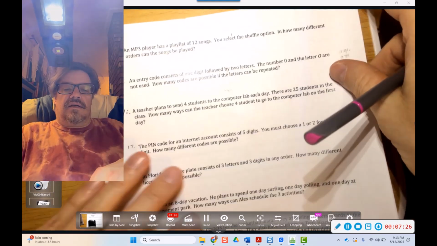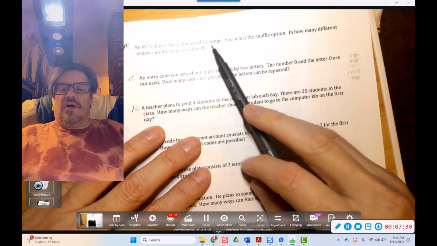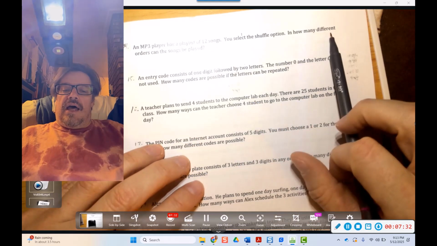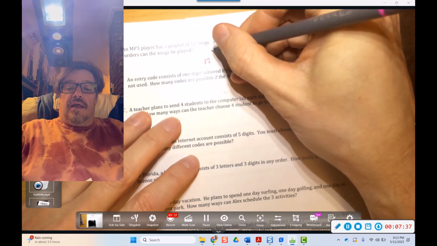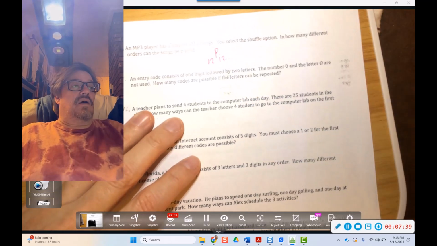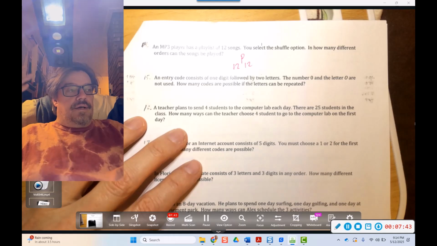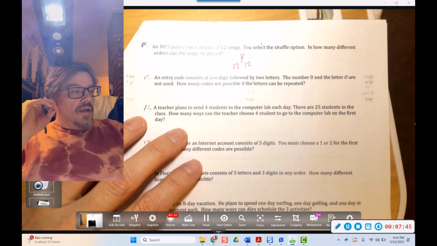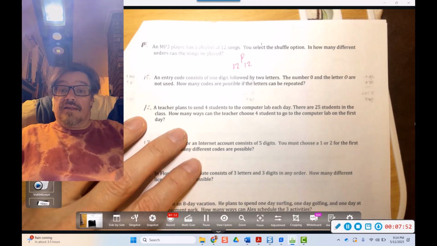All right. Here's the last guys here. An MP3 player has a playlist of 12 songs. You select the shuffle option. How many different orders can the songs be played? Now, how many different orders kind of gives that one away, that it would be a permutation, because order matters. If you switch the order of songs 1 and 2, then you've got a different playlist.